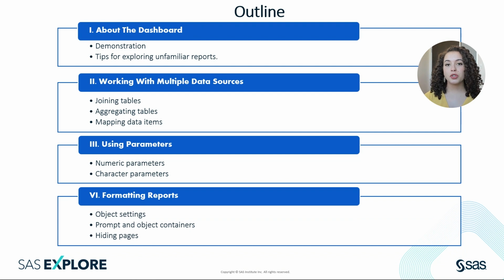And then finally, we'll talk about some additional tips for formatting your reports. There are settings inside of each of the objects that can allow you to control the color, the height, the width of an object, and you can save those objects as templates. We'll also talk about containers. If you're not using containers yet, I'll show you why they are such a great object that we can add to our reports. And then we'll also talk about hiding pages and when you use that.